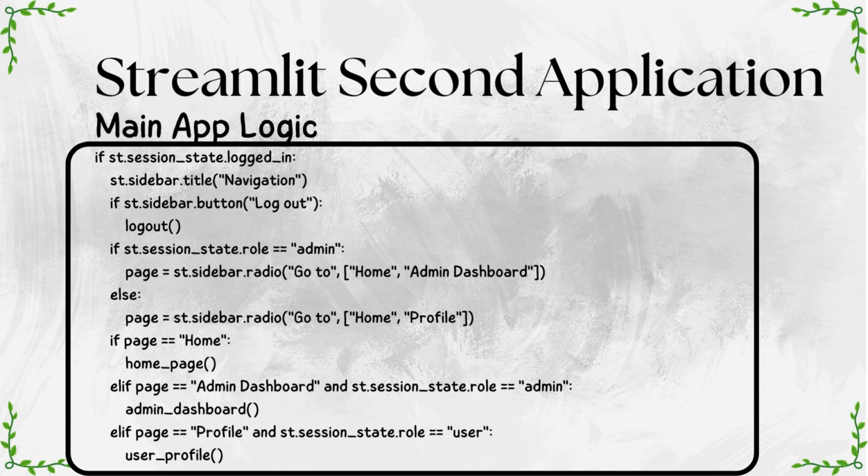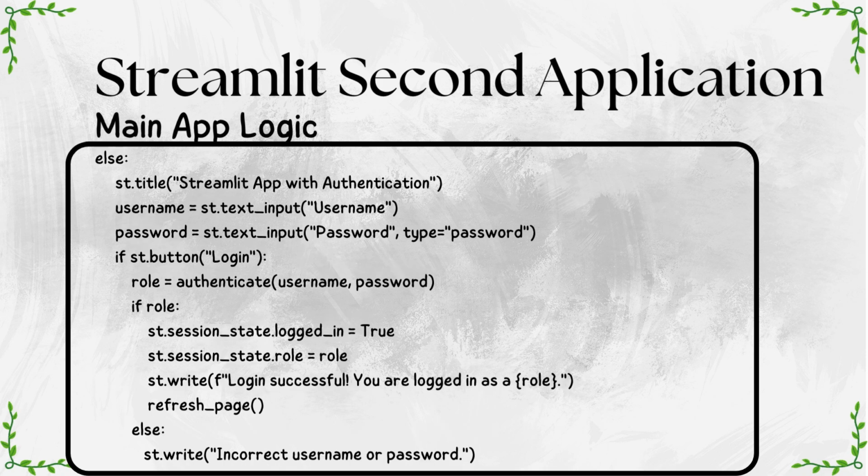We implement the main app logic, displaying the login page or navigation options based on session state. Admin accesses extra features, and logout clears the session and resets the app. Page rendering dynamically changes based on the user's role, allowing admin to access the admin dashboard and regular users to view their profile. We will explore the power of caching in Streamlit using both st.cache_data and st.cache_resource.